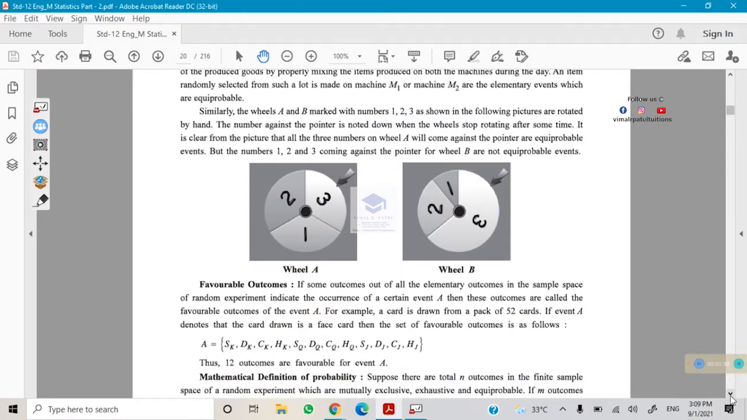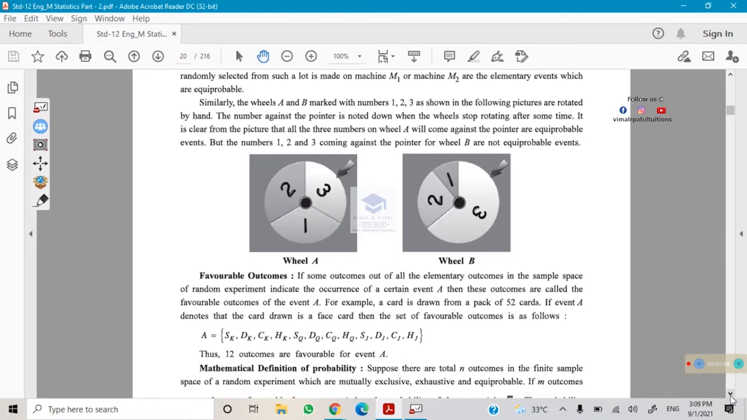Then favorable outcome. Out of the total outcome in sample space, the outcome which are favorable for occurrence of any particular event A are called favorable outcome. For example, a card is drawn from a pack of 52 cards. Then your sample space is 52. Event A denotes that card is a face card.